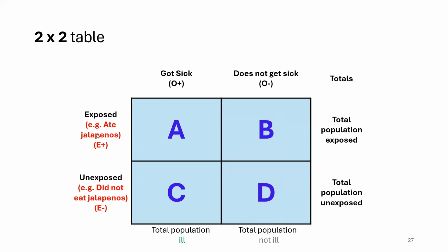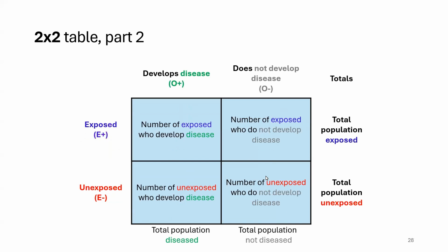So if we're thinking about our jalapeno outbreak, you have the people who were infected and became ill with salmonella in A and C. You have the people who did not contract salmonella here and here. Of those who were exposed, you have A and B, and those who are unexposed, you have C and D. What really helps with 2 by 2 tables is that they give you a very quick way to put people into these groups to calculate your cumulative incidence for each group.